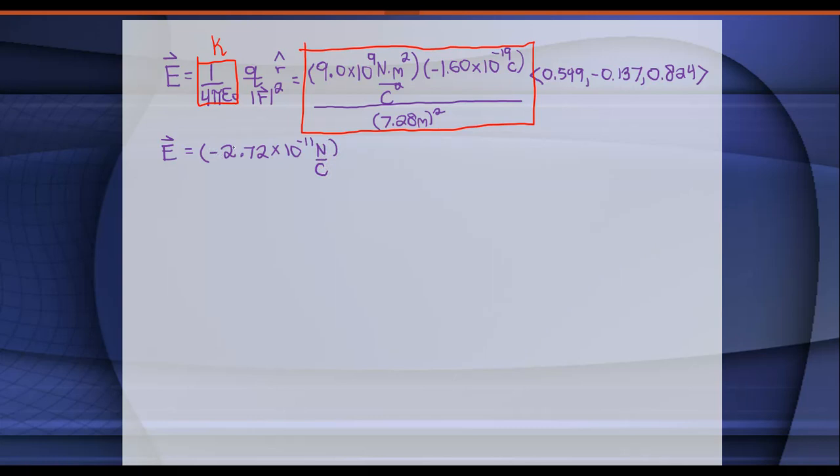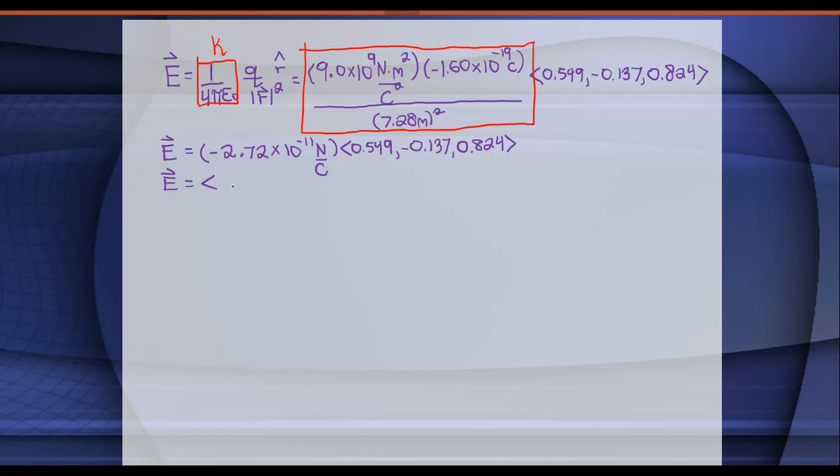I mean, the magnitude of the electric field, not including that negative sign. And then we're going to multiply by the unit vector. So 0.549, negative 0.137, and then 0.824. And then this is going to give me the electric field strength, and you can already see it's going to be a lot bigger than the gravitational field strength, and the force of gravity is pretty small compared to an electrostatic force.